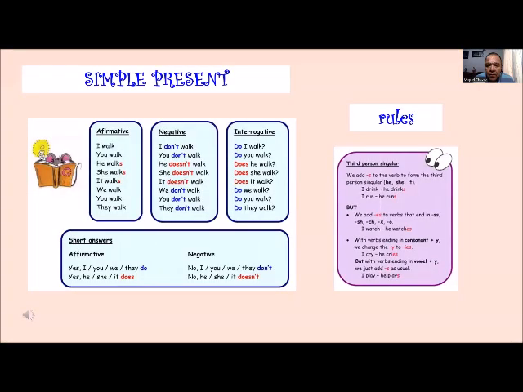The zero conditional is based on the structure of the simple present, both in the condition and in the result, and it is used to express conditions about something real, scientific, or likely to happen. In this lesson, you will learn step by step how to build affirmative, negative, and interrogative zero conditional sentences in a clear and simple way.